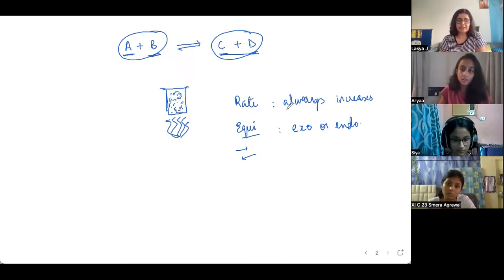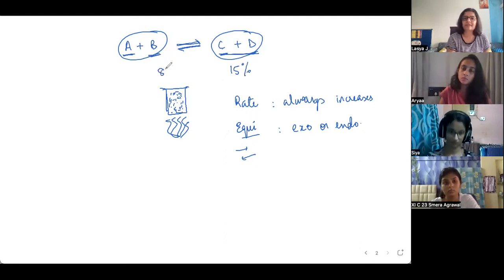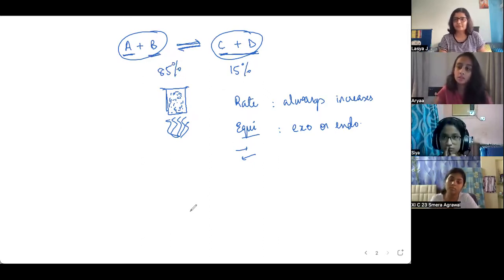Favoring means that side of the reaction will dominate. So you'll get less of C and D because they're reacting back to give you A and B. Once equilibrium is established, forward is equal to backward, right? You won't get more products, concentrations are not going to change. So at that point, you may find only 15% of the products have been yielded, and 85% is still the reactant. But how is that possible if the forward reaction is equal to the backward reaction?